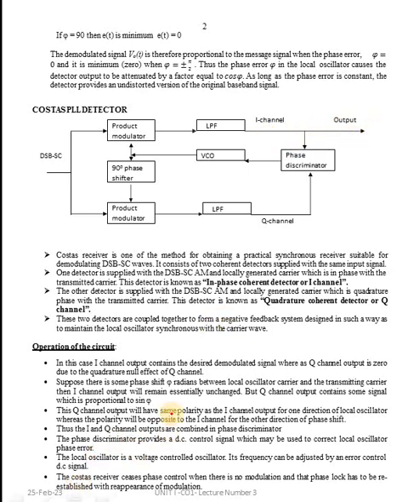The phase discriminator provides a DC control signal which may be used to correct the local oscillator phase error. The local oscillator is a voltage controlled oscillator. Its frequency can be adjusted by an error control DC signal. The Costas receiver ceases phase control when there is no modulation, and phase lock has to be re-established with the reappearance of modulation.